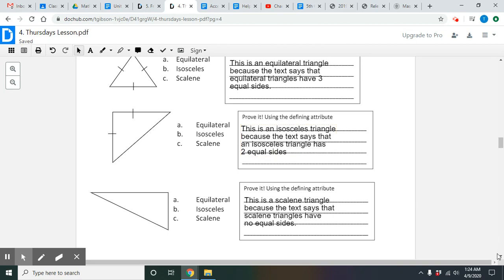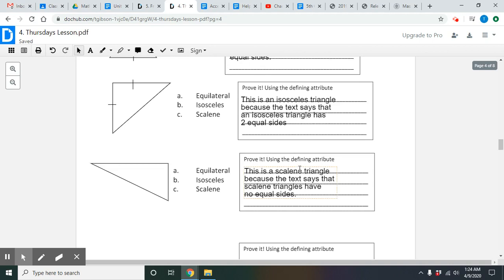Let's go down to the next one. This is a scalene triangle. Does this have any hash marks? No. That means that none of the sides are equal to each other. So this defining attribute, no equal sides, means that this is a scalene triangle.